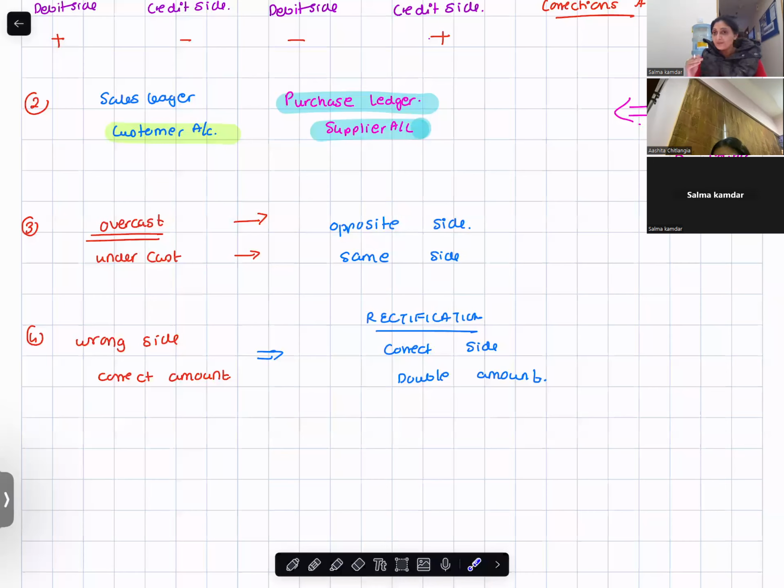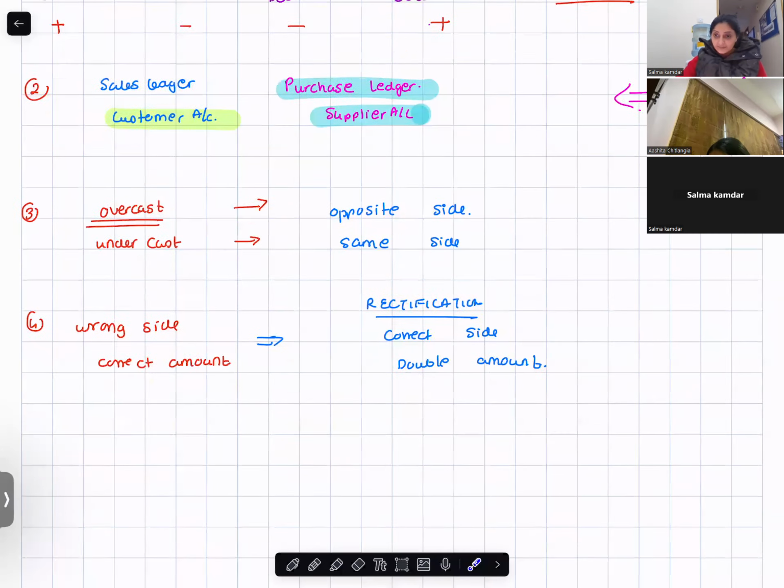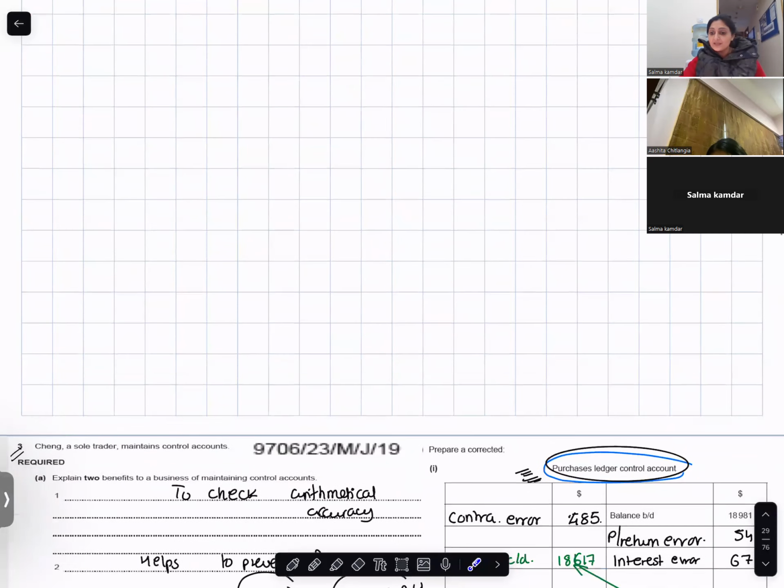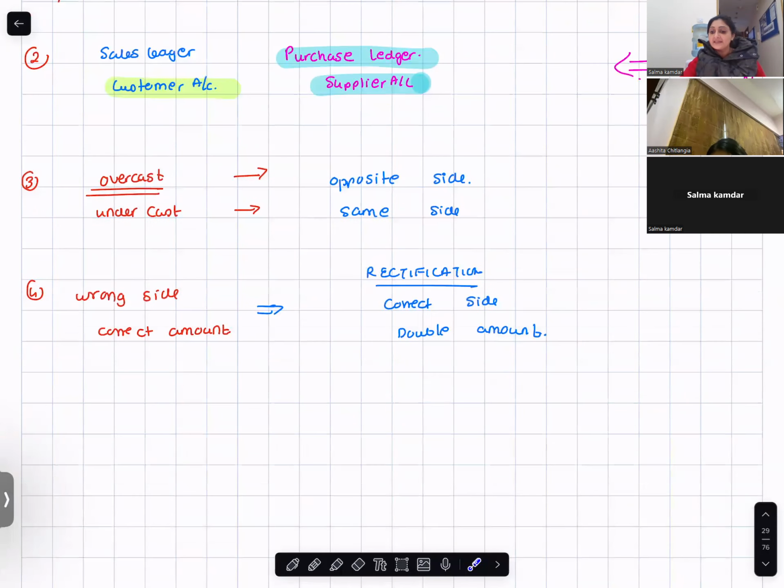If something you've done, instead of doing on the debit, you did it on the credit side, but the amount was correct, so when you're rectifying it, you will do it on the correct side but double amount. Okay, fine. This is the basic rules that you keep in mind while doing the reconciliation.